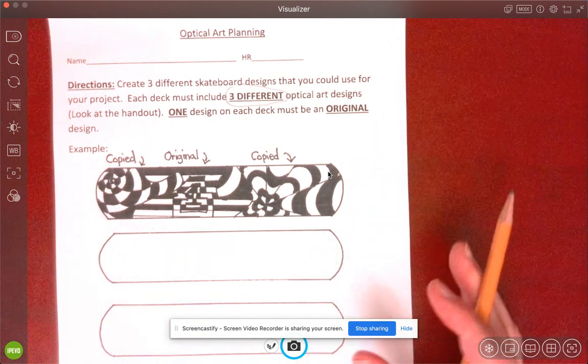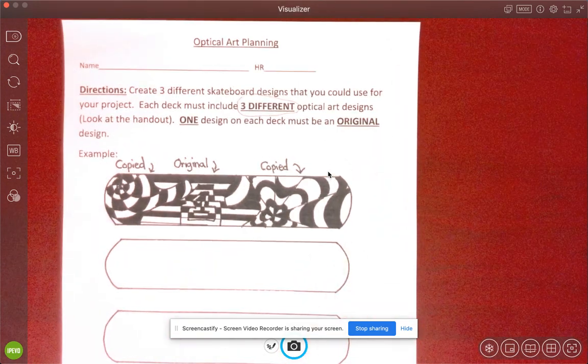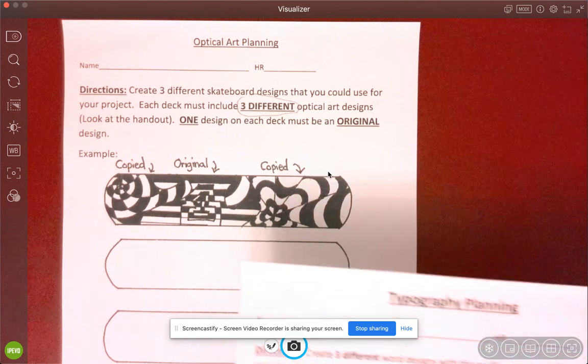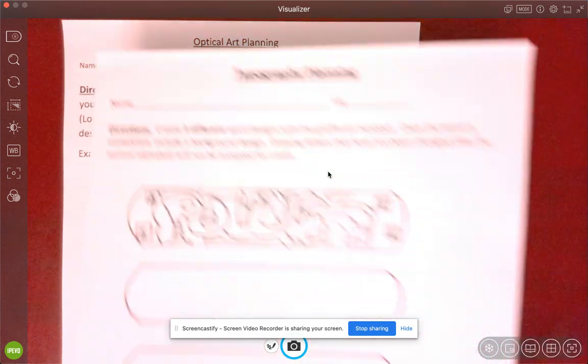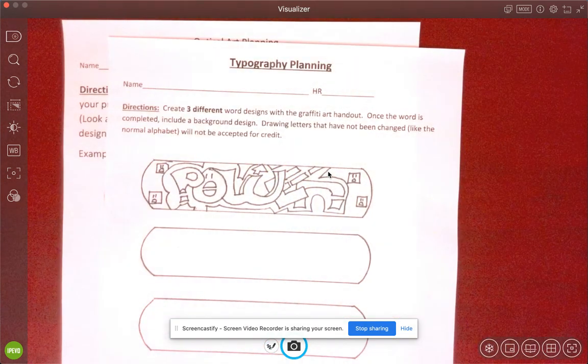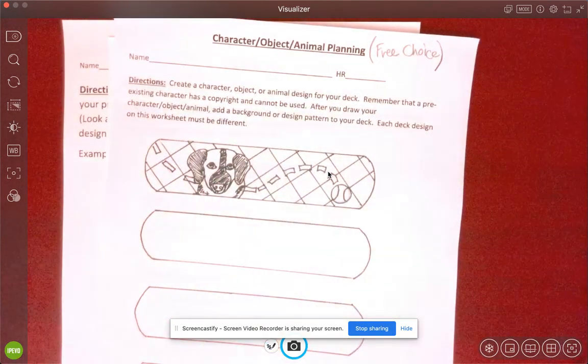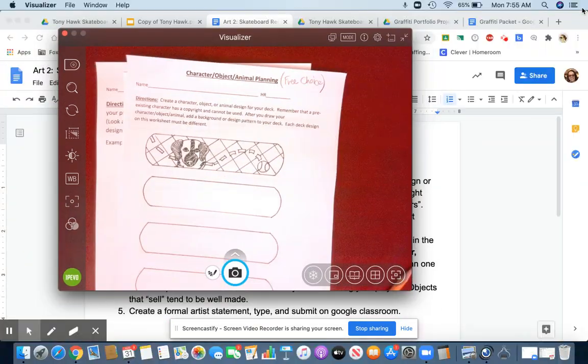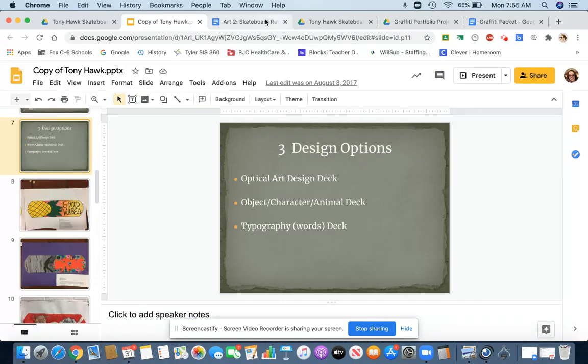So I want to talk about the resources that I have, because you're like, well, how am I going to do an optical art design? How should I do a typography design? How should I do a free draw? Okay, so I'm going to minimize this and go back to my resources here.